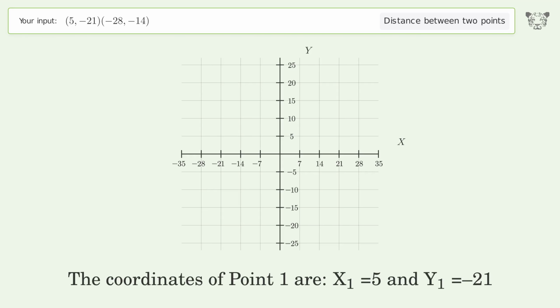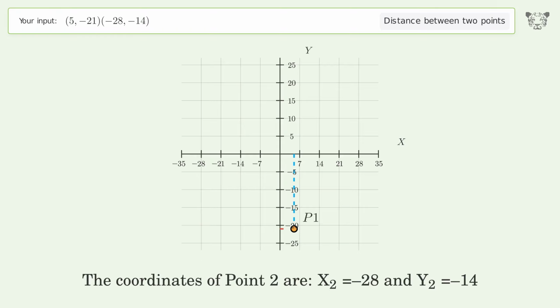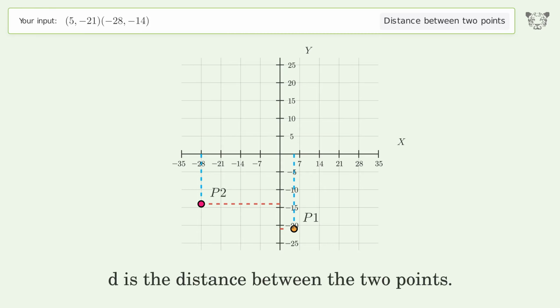The coordinates of point 1 are x1 equals 5 and y1 equals negative 21. The coordinates of point 2 are x2 equals negative 28 and y2 equals negative 14. D is the distance between the 2 points.